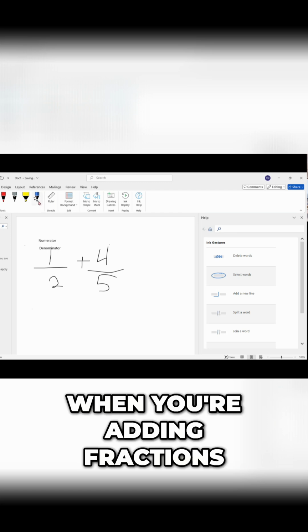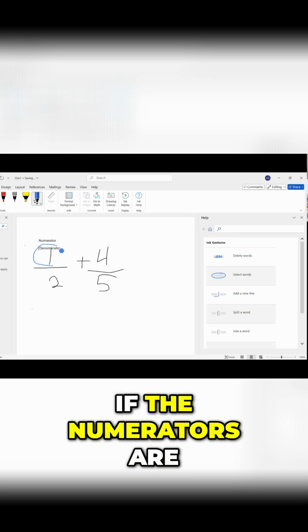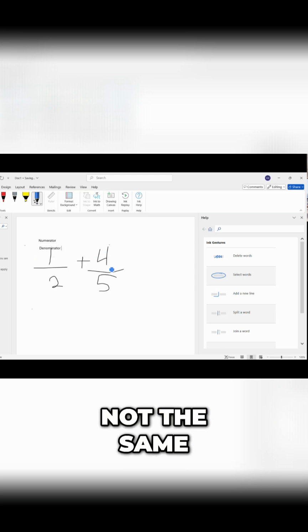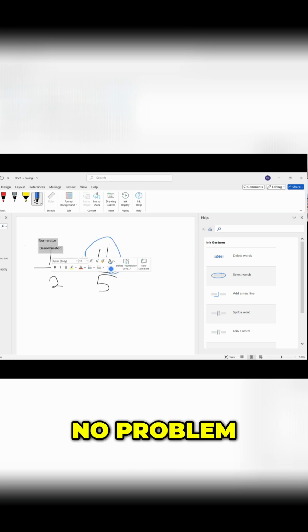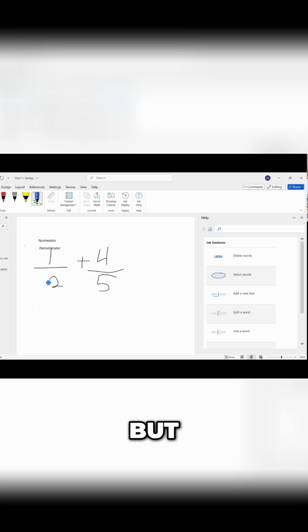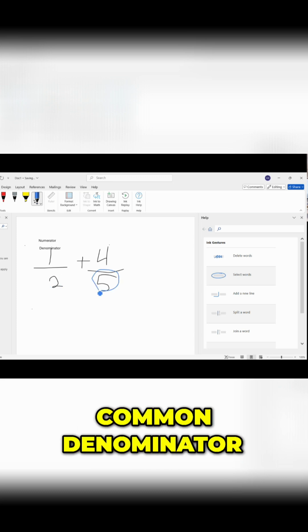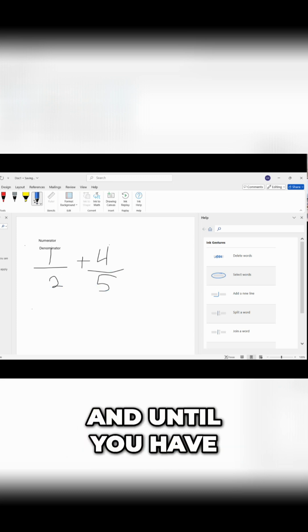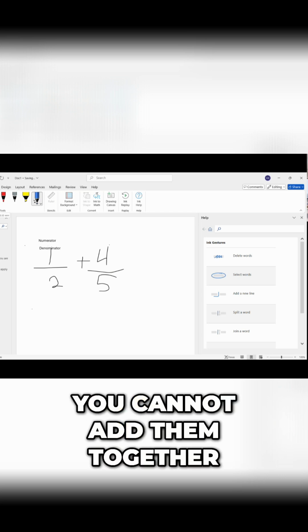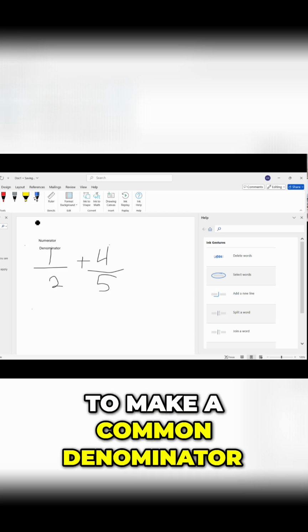So when you're adding fractions, if the numerators are not the same, no problem. But it is important to have something called a common denominator. And until you have a common denominator, you cannot add them together. You have a couple of options in order to make a common denominator.